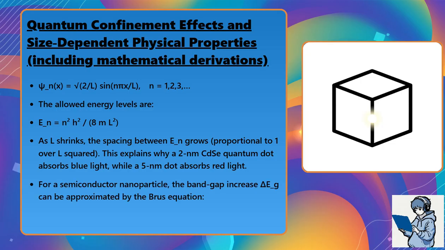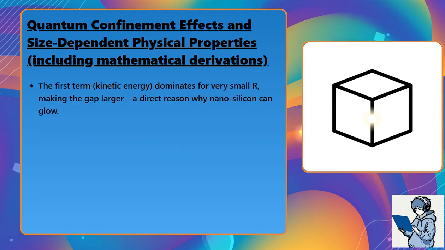For a semiconductor nanoparticle, the band gap increase delta E sub g can be approximated by the Brus equation. Delta E sub g of r equals h bar squared pi squared over 2r squared times the quantity 1 over m e star plus 1 over m h star, minus 1.8 e squared divided by 4 pi epsilon naught epsilon r. The first term, kinetic energy, dominates for very small r, making the gap larger, a direct reason why nanosilicon can glow. Other physical properties.